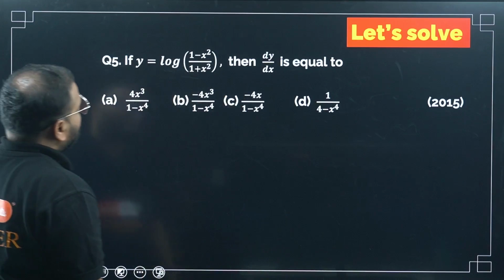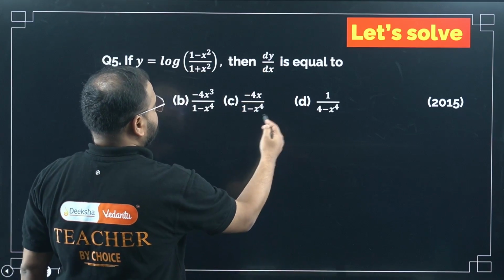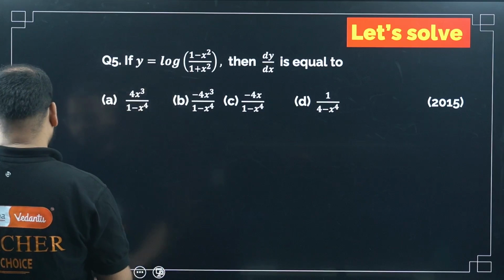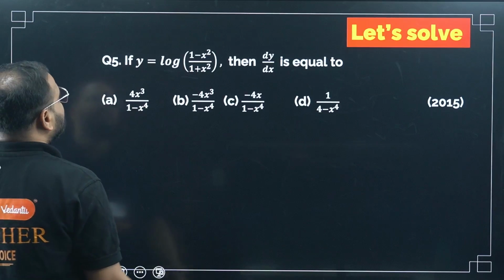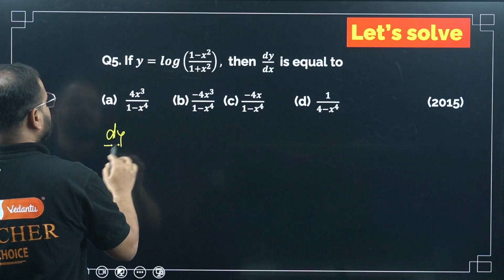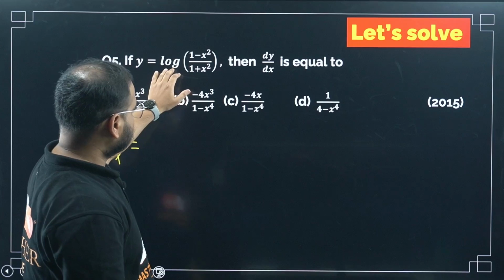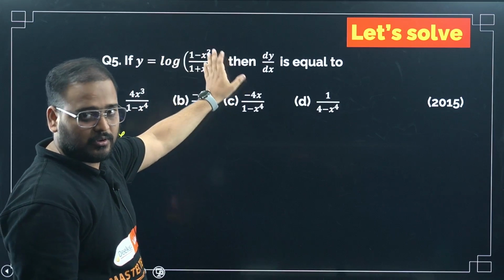Chaliye, so y is given as this. We have to find dy by dx. Can we do it? Yes sir, of course we can do it. Let's see how we can do it. So this will come as dy by dx. I have to use first for log, then I have to use chain rule, then I have to use quotient rule.